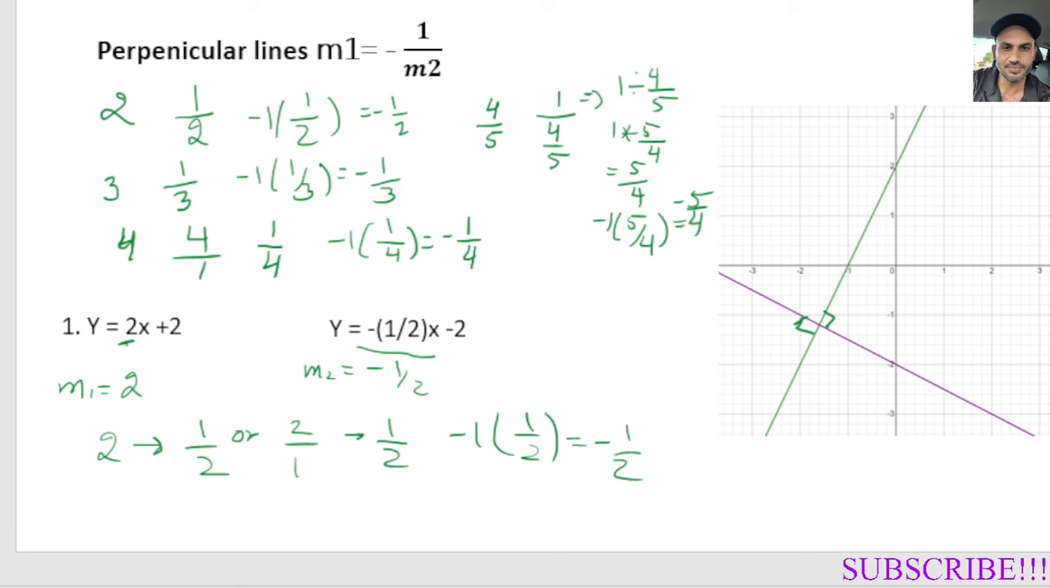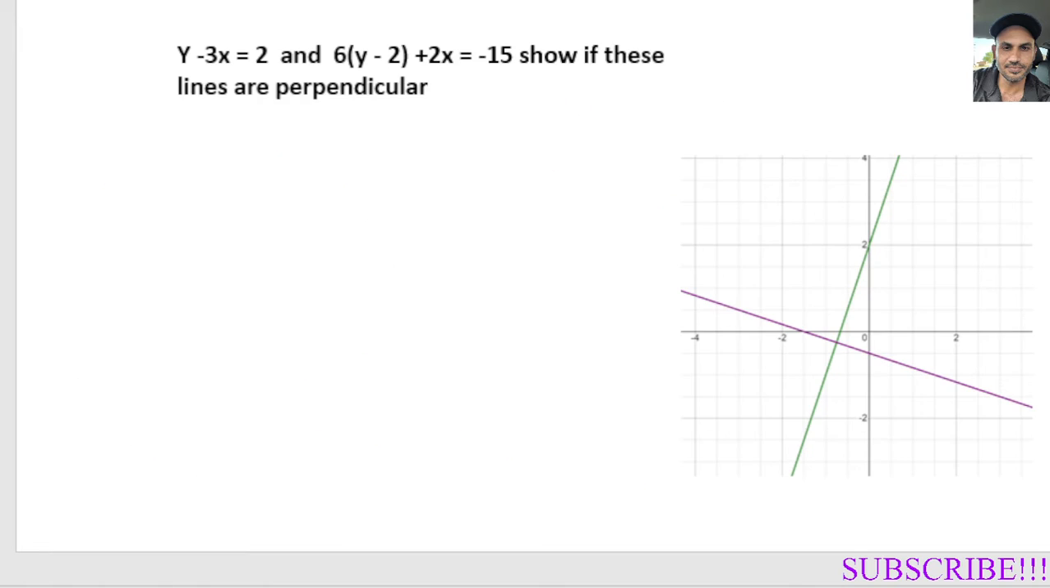All right, now let's go ahead and do the second example. Here we have two lines as well, and we want to show if these lines are perpendicular or not. So the first line we have is this right here, y minus 3x equals 2. So we bring that into slope-intercept form.